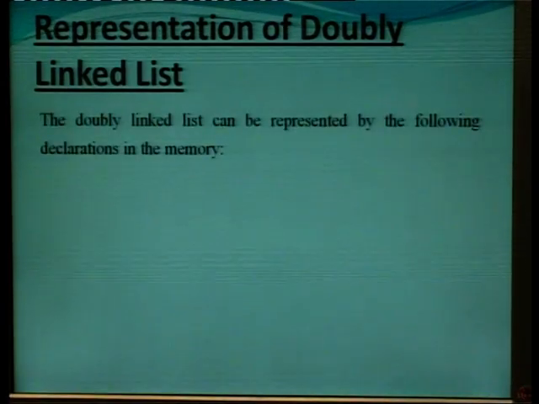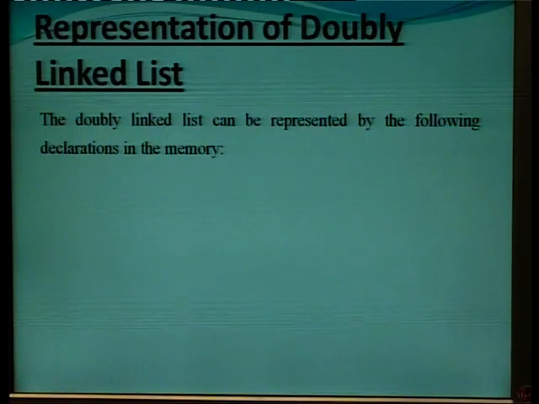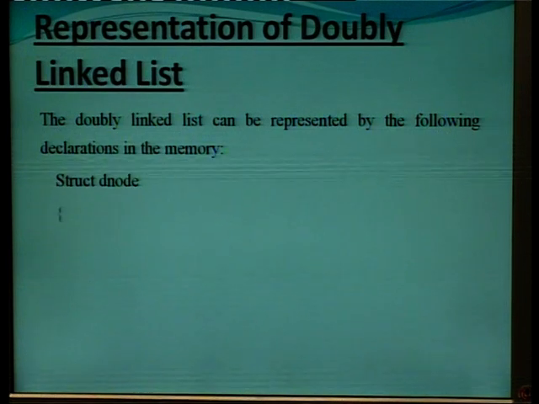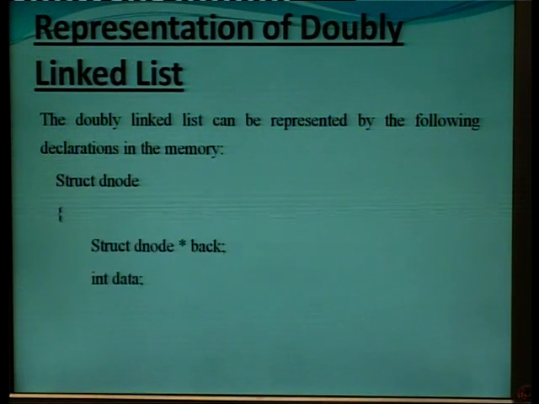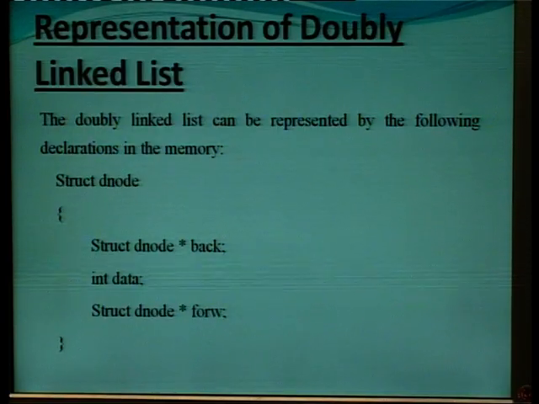So, the representation of a doubly linked list. The doubly linked list can be represented by a declaration in memory, that is, we first have to define all the pointers and data fields. If we are going to use C, then we are very familiar with structure programming. Let us say we are going to create a new structure, that is struct D node. D node indicates a doubly node. In the structure we define whatever pointers and fields we use.